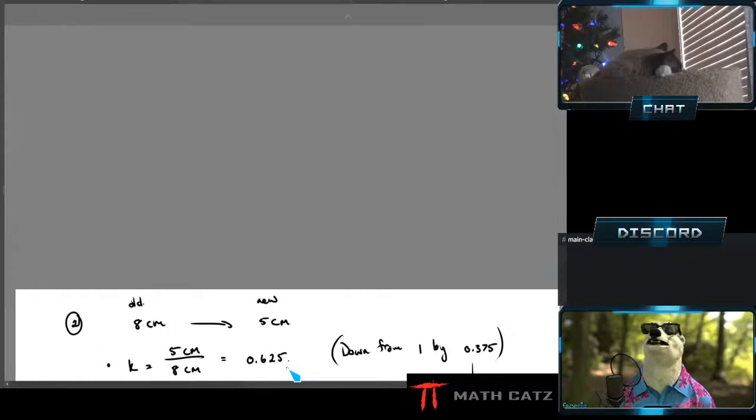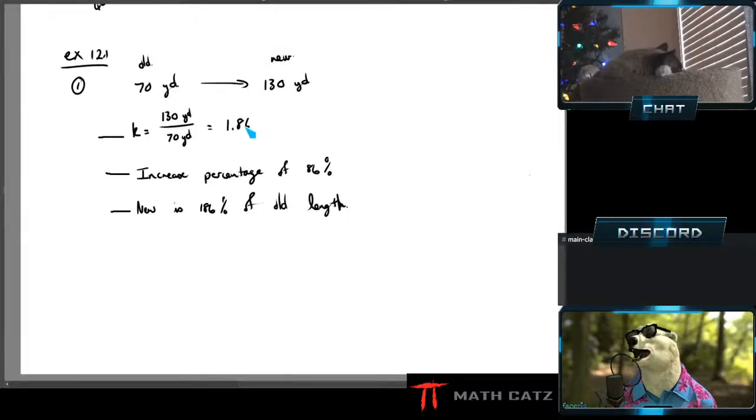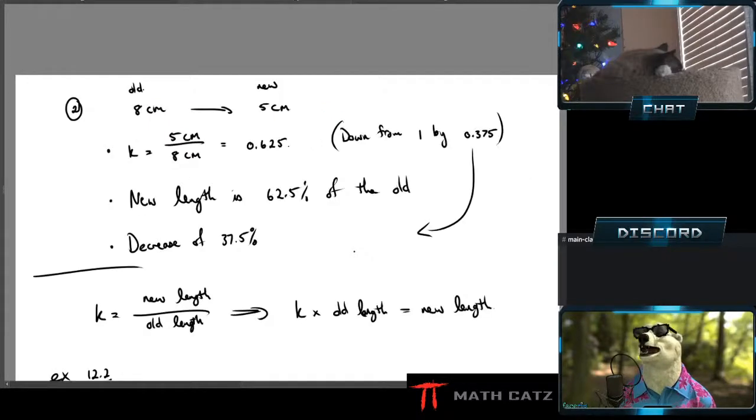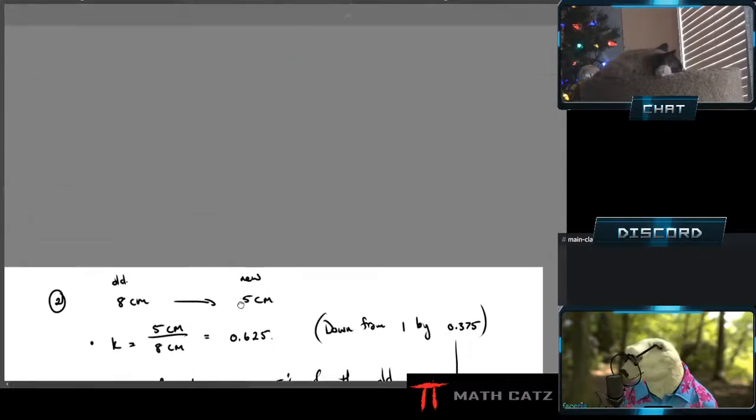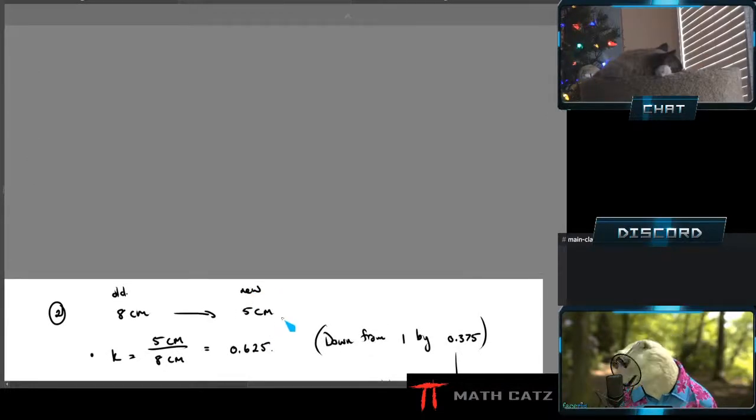In this case, it's down from my base 1, indicating that it was indeed a decrease. Here, I went up from my base 1 because I was increasing the length. So it makes sense that if I'm decreasing it, I should go down from my base 1. By how much? Well, just the difference from 1, 0.375.